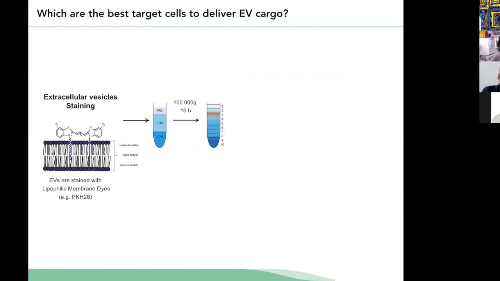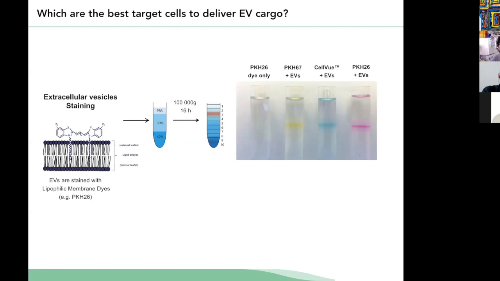This is really the only way we could get rid of the free dye, because we tried different ways, but by ultracentrifugation you don't get rid of it. And this is how it looks. I did it for different ones just to show you. You can see that there is a nice layer of EVs with the color of the dye, meaning that the dye works really nicely, and you can really separate the EVs from the rest.